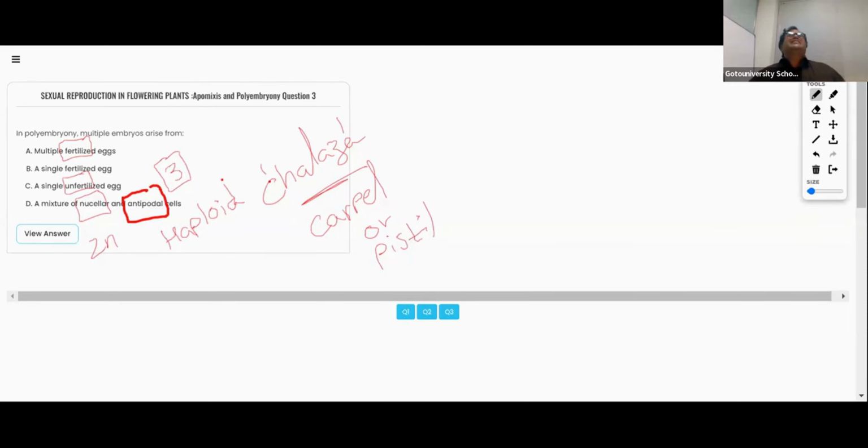I can't do anything. I'll remain as mum. I'll die. Like this, who is saying? Antipodal is saying. That means antipodals are not participating in fertilization. Antipodal is not required for embryo formation. Antipodal is not required for plant formation. Only the egg is required.